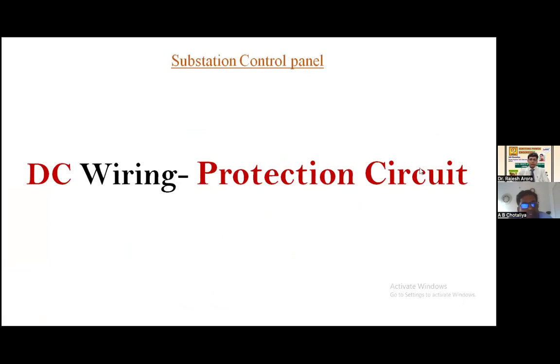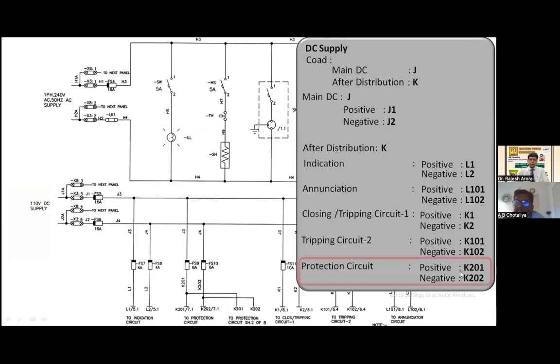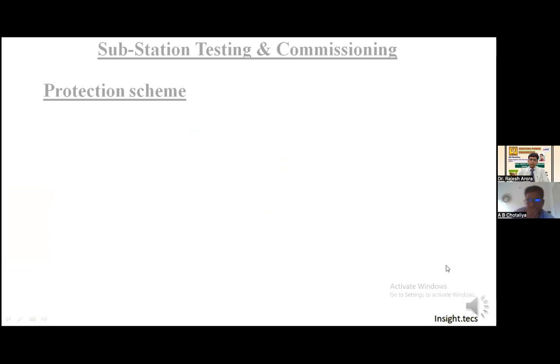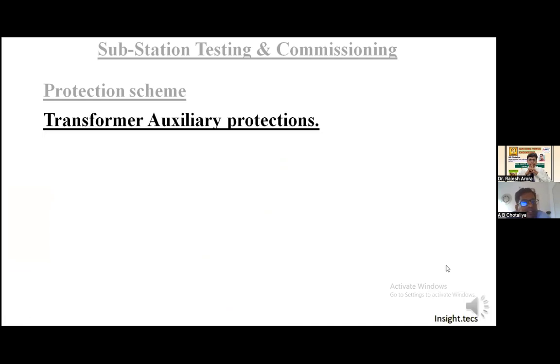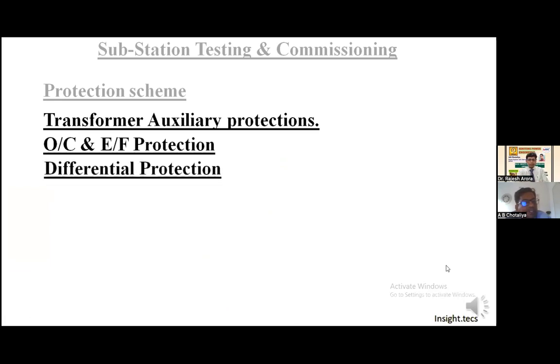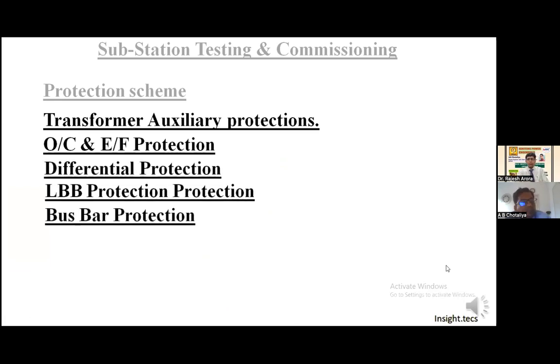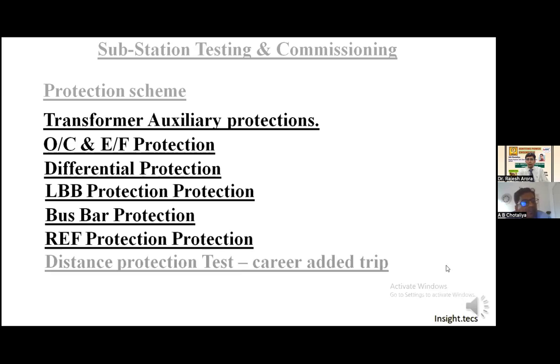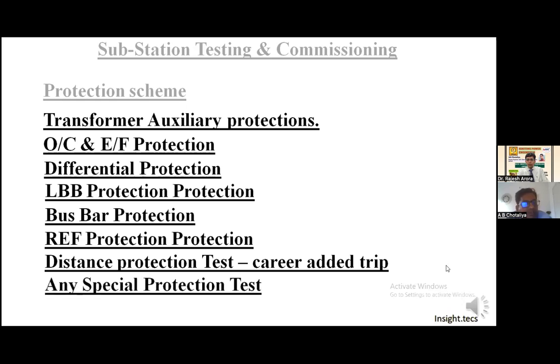Now the protection circuit. So the protection circuit, the positive will be K201 and K202. And what are the protection schemes in the power transmission? There is the transformer auxiliary protections, overcurrent and earth fault protections, differential protection, LBB protection, busbar protection, REF protection, distance protection for line, and any other special protection may be required at that position. Okay, then we'll see the first, auxiliary protection.